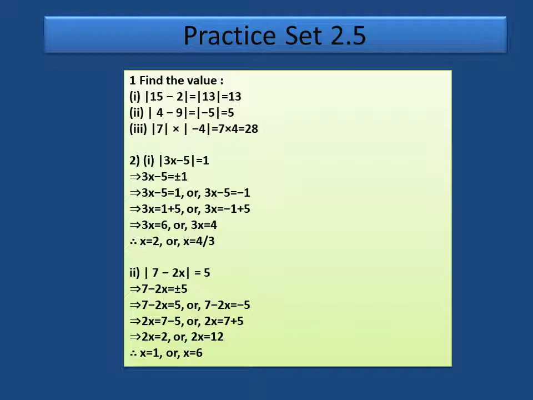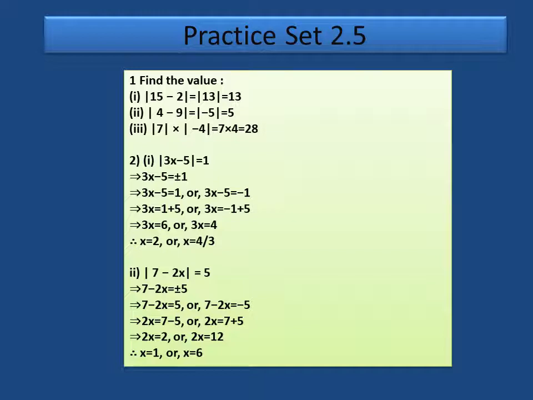Similarly, we are solving the second sum. Absolute value of 7 minus 2x equal to 5. According to the definition, we will write 7 minus 2x is equal to plus or minus 5. Then first equation 7 minus 2x is equal to 5, or second equation 7 minus 2x equal to minus 5. One equation only you solve first: minus 2x goes to the right hand side as plus and plus 5 comes to the left hand side as minus, that is you will get 7 minus 5 equal to 2x. That is 2x is equal to 7 minus 5. 7 minus 5 equal to 2, therefore 2x is equal to 2, means x is equal to 1.